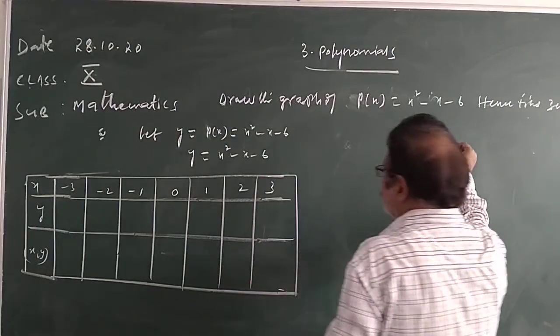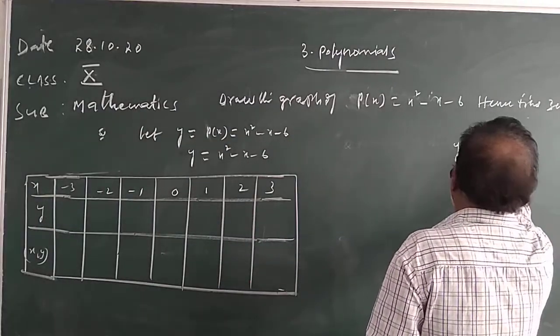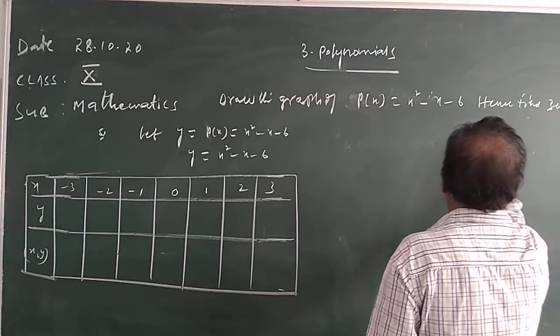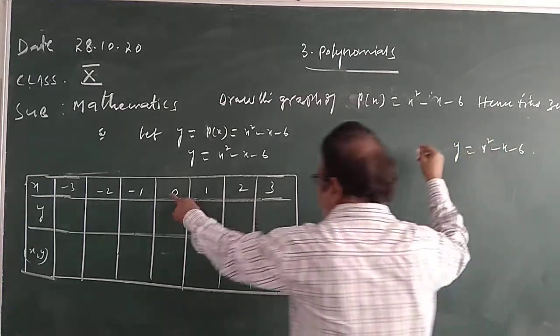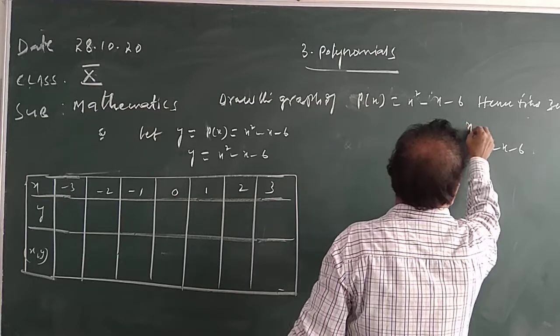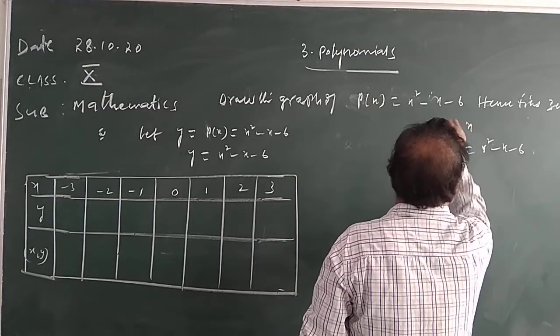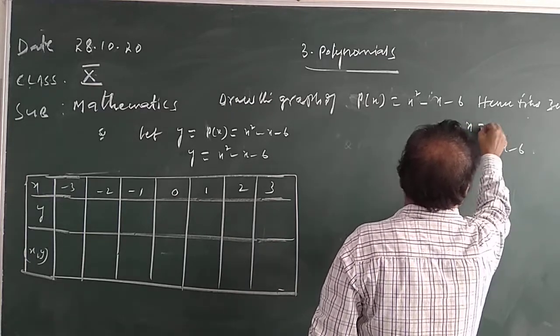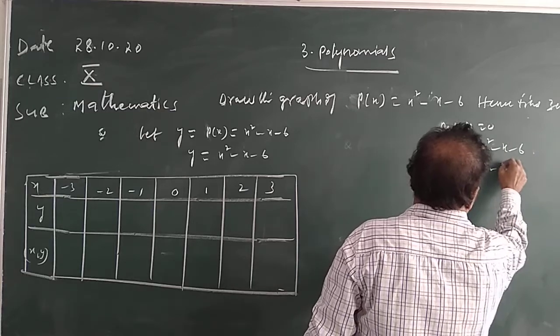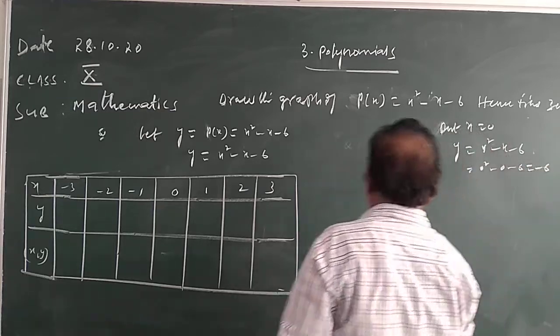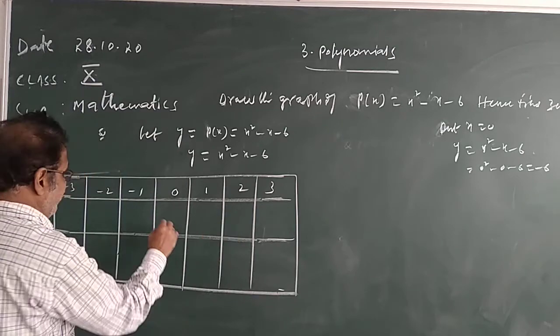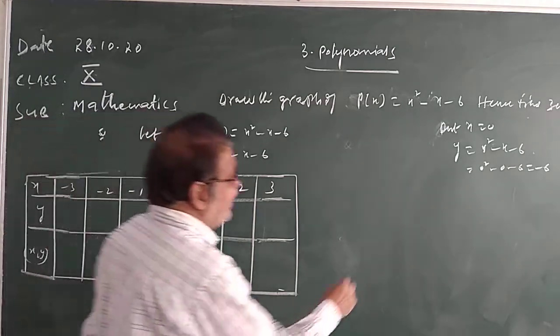Listen carefully. Given y is equal to x square minus x minus 6. First, x is equal to 0. Put x is equal to 0 in this. 0 square is 0, so y is minus 6. When x is equal to 0, the y value is minus 6.